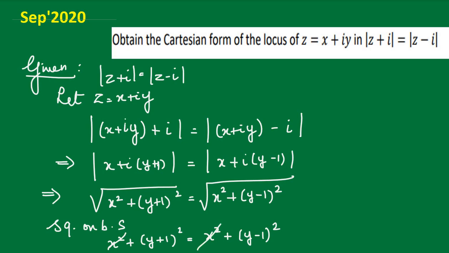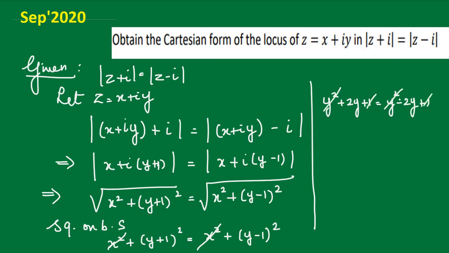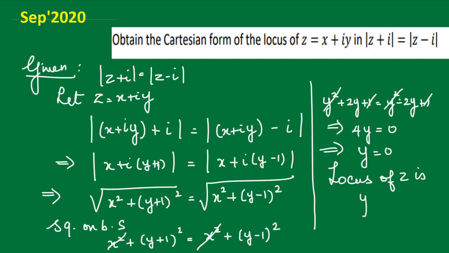Now x squared on both the sides goes off. Next we get (y + 1) squared is y squared plus 2y plus 1, which is equal to y squared minus 2y plus 1. So y squared and 1 go off, we get 4y is equal to 0, which implies y is equal to 0. y is equal to 0 is the equation of the x-axis. Therefore, the locus of z is y is equal to 0.